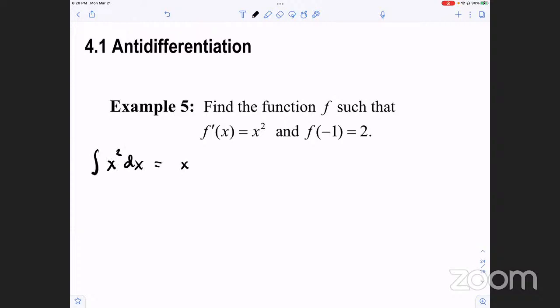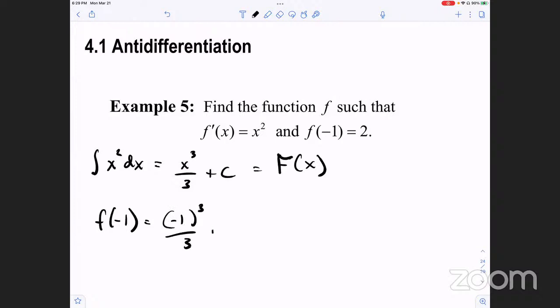That's going to be x cubed over 3 plus c. Again, we're going to call this our capital F of x, right? And then they give us that f of -1 equals 2. So we can say f of -1 being this -1 cubed over 3 plus some constant, that should equal 2, right? So when x is -1, y is 2. They gave us a point so that we can solve for c.